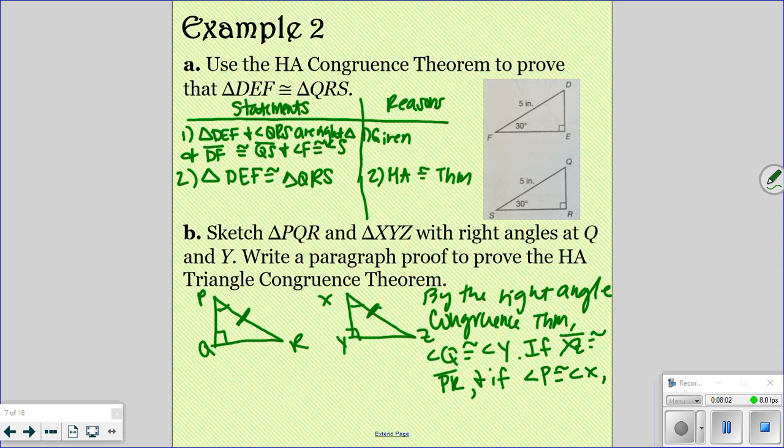So if the sides are congruent and if those angle pairs are congruent, then the two triangles are congruent. And it would be by angle, angle, side, because we would have angle, angle, side, angle, angle, side. So that's another way to prove that the triangles are congruent. It just requires a little bit more words, I think, than to prove it by the HA right triangle congruence theorem.